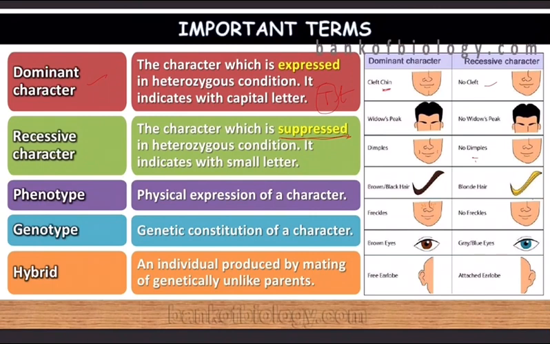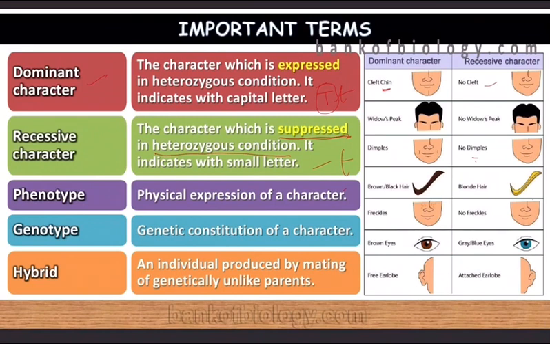So, a recessive character is a character which is suppressed, meaning unable to express itself in the presence of a dominant. Of course, if both the alleles are recessive, like small t, then both express together. Only in the presence of a dominant gene, the recessive gene cannot express itself. So, a recessive character cannot be expressed in the presence of a dominant gene. So, this can be only in heterozygous condition. It is indicated with a small letter. We said small t, for example. Phenotype.